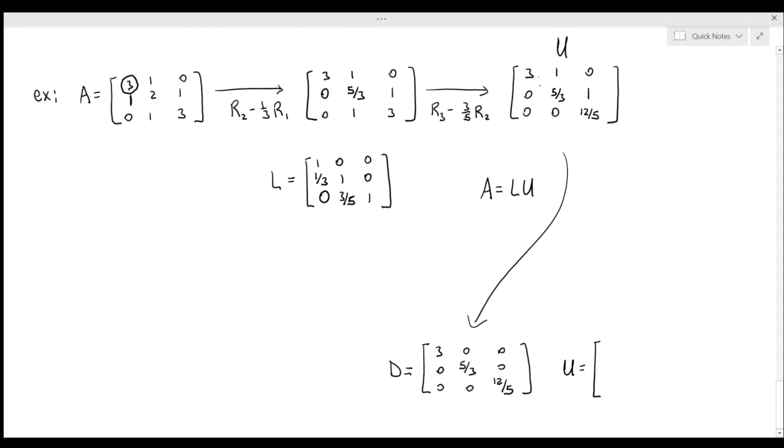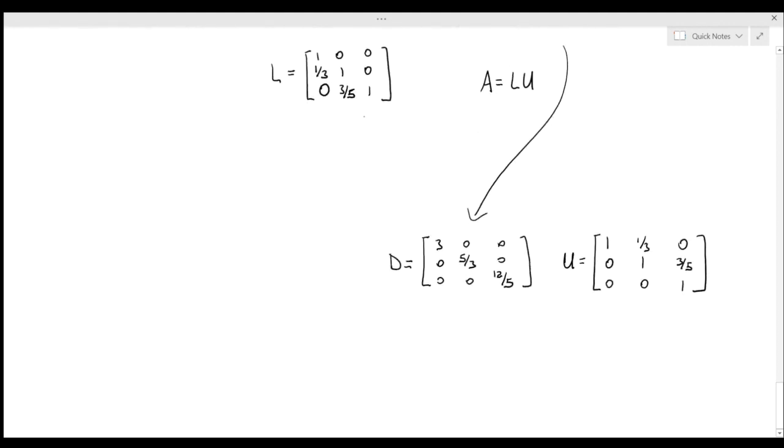So I divide the first row by 3 to make it 1, 1/3, 0. I'll divide the second row by 5/3, or if you will, I'll multiply the second row by 3/5. So that'll be 0, 1, and 3/5. And then divide the last row by 12/5, or if you will, multiply by 5/12. So then with the L as before, D and this new U, that gives us the LDU factorization of our matrix, okay?